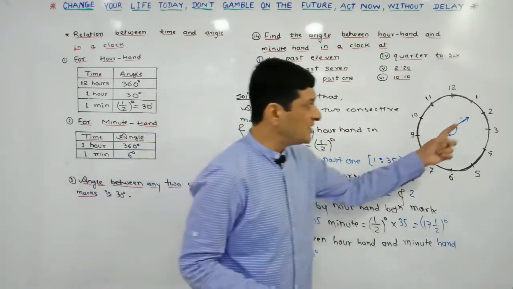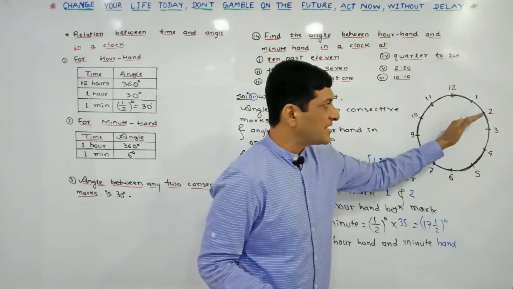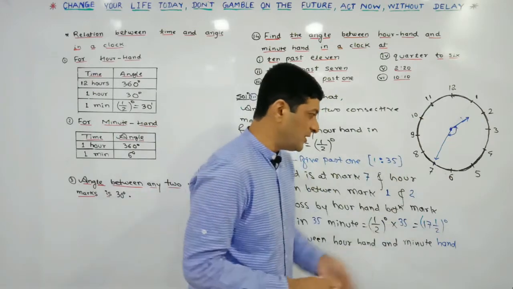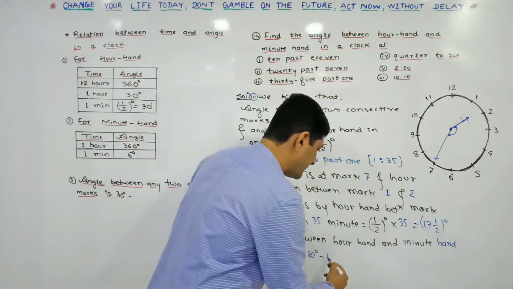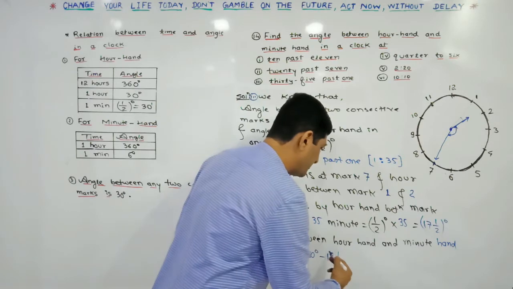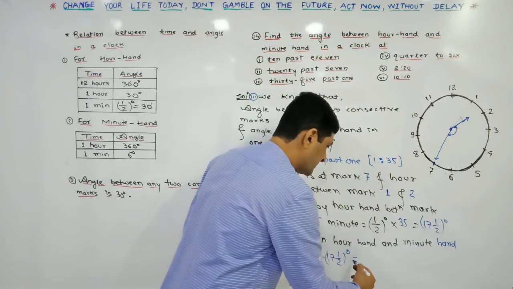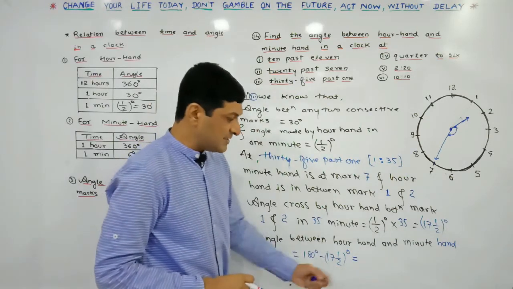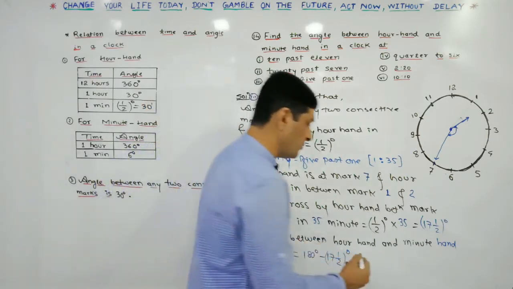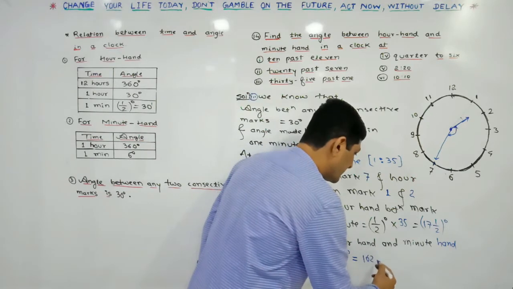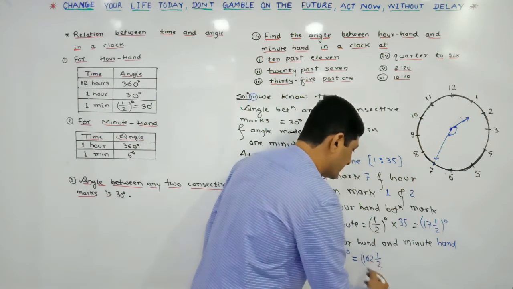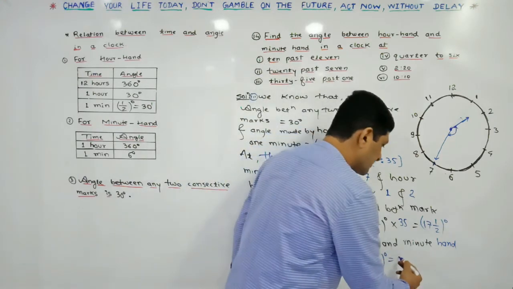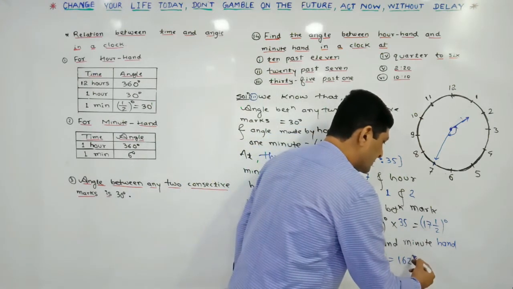From this 180 degrees we are subtracting the angle crossed by the hour hand in 35 minutes, which is 17 and a half degrees. Now let us find this difference. 180 minus 17 and a half is 162 and a half degrees. Keep this 162 degrees as it is.